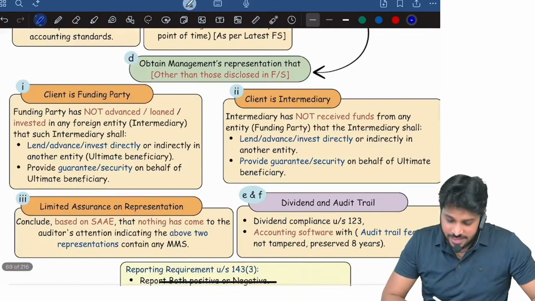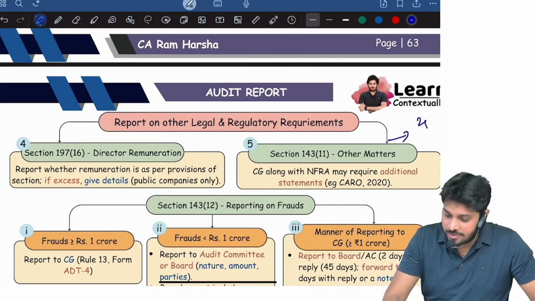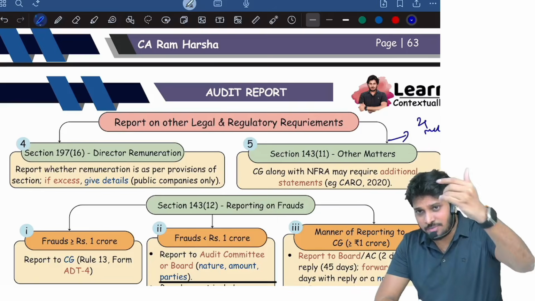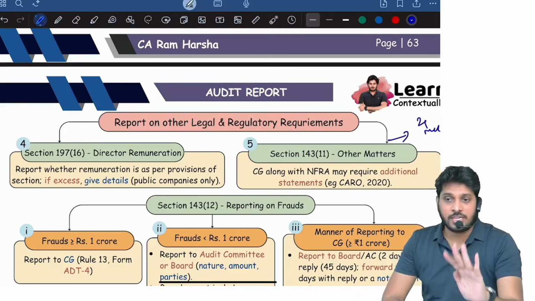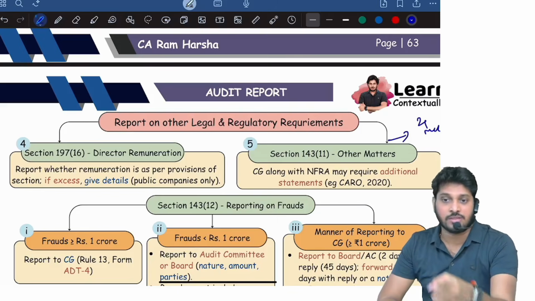Then we have 143 subsection 11. Then we have 21 matters here. Total 21 plus 16, 37, plus 6, 43 matters. There are 43 matters which the auditor has to specifically inquire, specifically verify and report in the auditor's report.